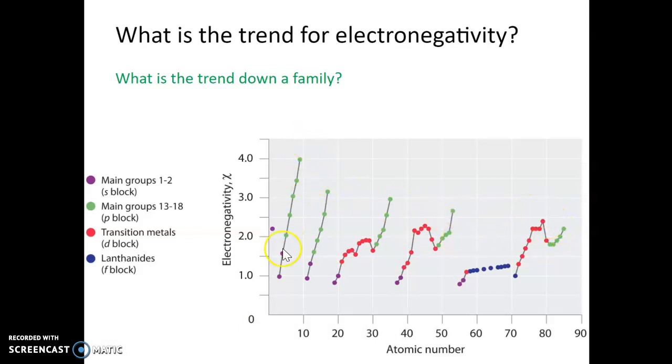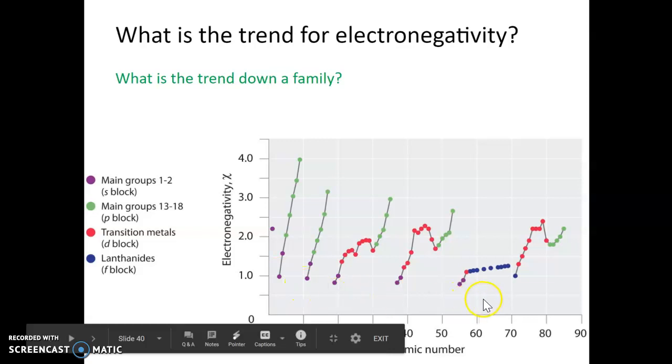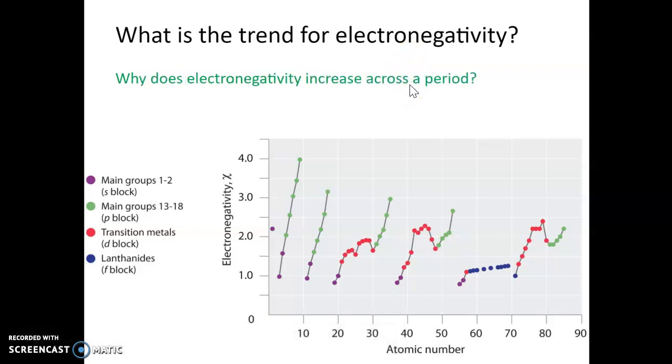So the trend for families in electronegativity is not as strong as the trend for the period. But the little bit of a downward trend in electronegativity as we go down the table is still interesting and important for us to know.